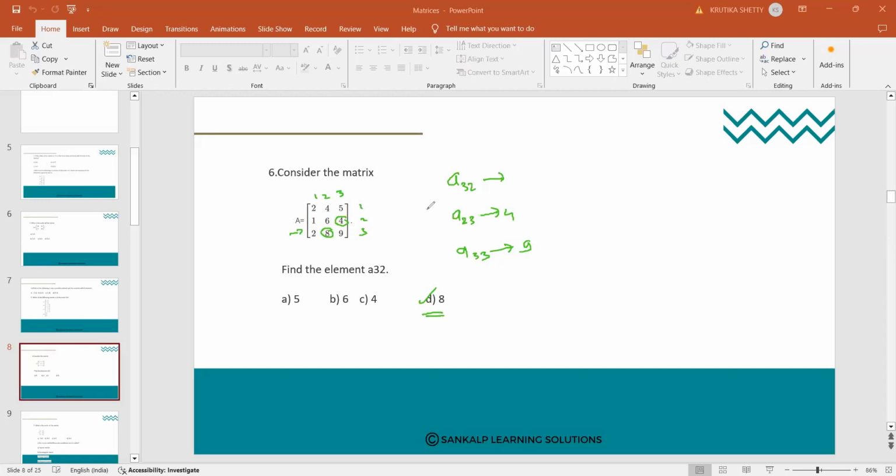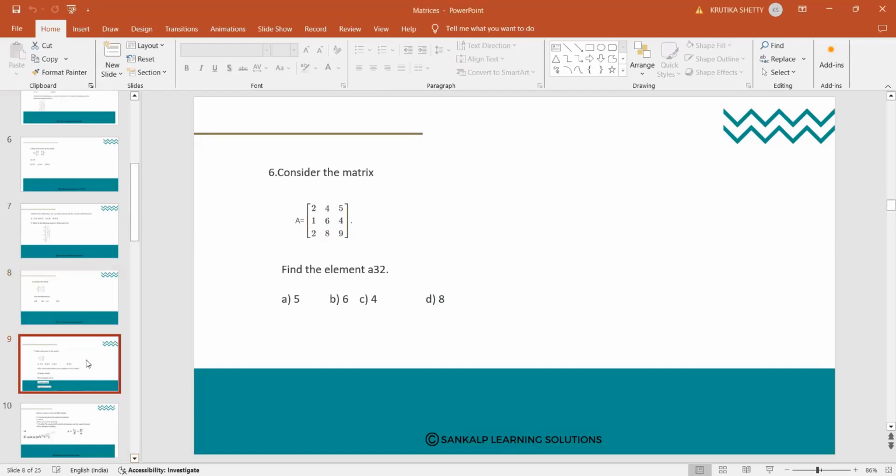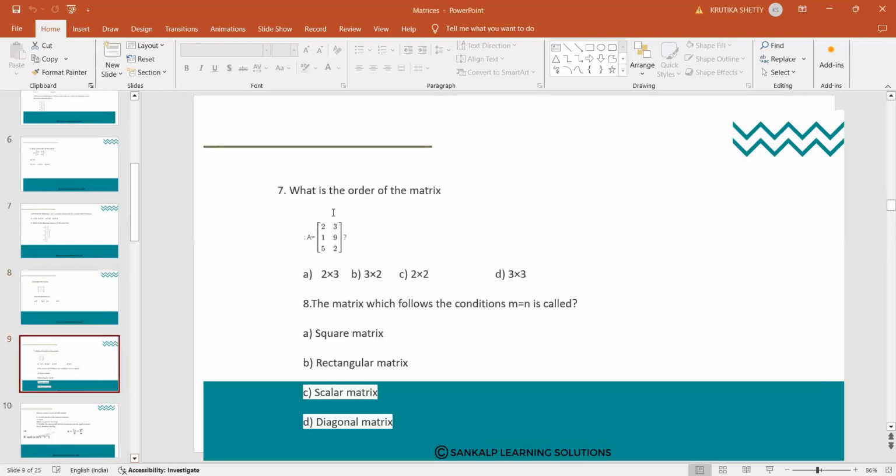Next question. Question number 7. What is the order of the matrix? Again, the same question. Simple questions will be asked; if you are good with the concept, you can easily answer them. What is the order of the matrix?